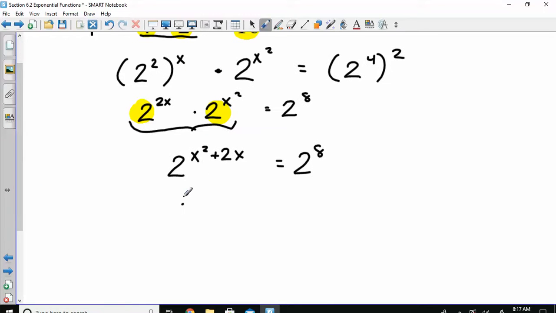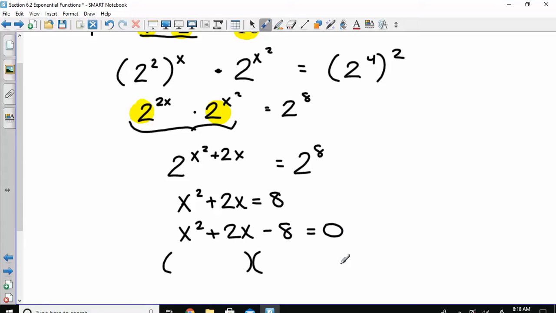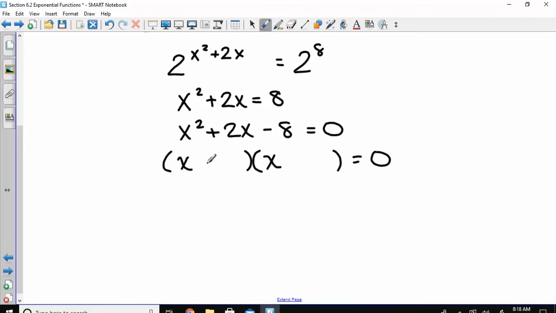So now we can drop the base, set the exponents equal. It's a quadratic, so set it equal to 0. One x squared, so we can do the shortcut. What multiplies to negative 8 and adds to positive 2? So we get x equals 2.